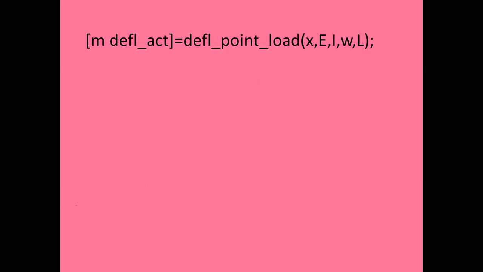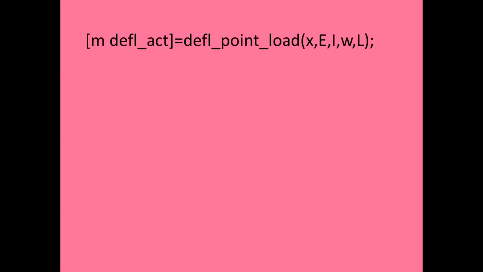The line on display, DEFL underscore point underscore load, this is the name of a function. The particular arguments which are being passed to these functions are x, e, I, w, and L. X obviously is a matrix containing the 21 locations of the nodes. E is the elasticity, I is the area moment of inertia, W is the load, and L happens to be the length of the beam.